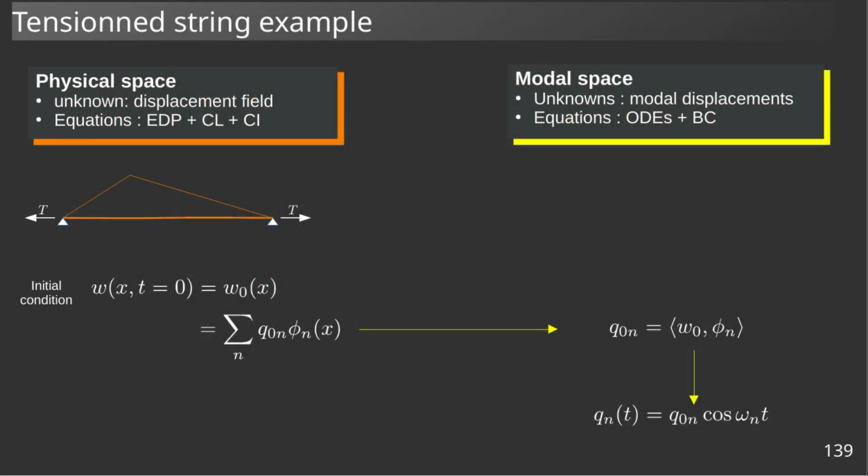Now that we have determined the initial condition of each oscillator, we can determine the modal displacement n as Q0 n times cosine omega n t. And the modal recomposition gives the solution of the problem in physical space.